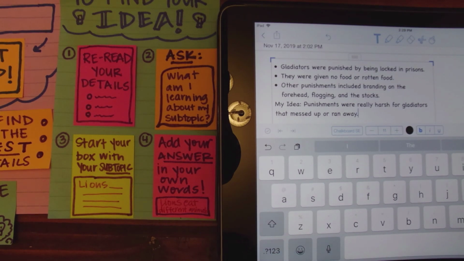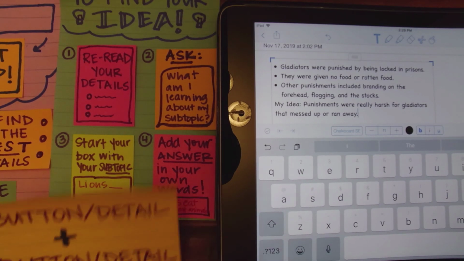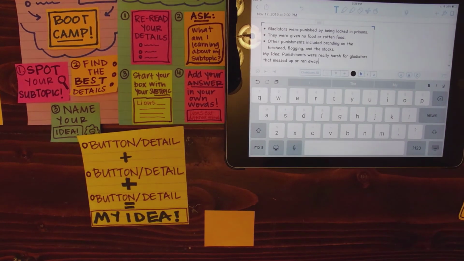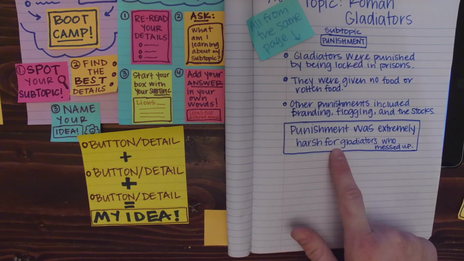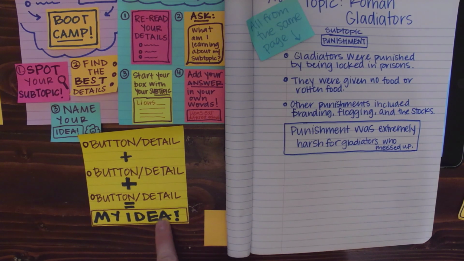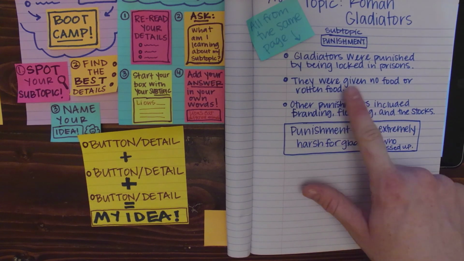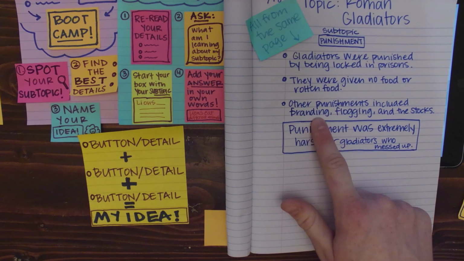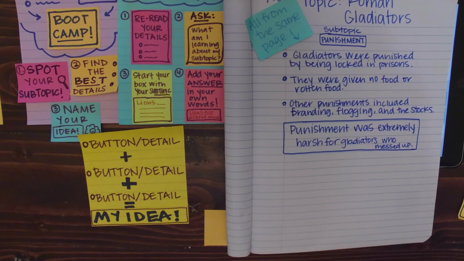Now, I want to make sure that all of my details are included in my idea. Okay, so let me expand this. So punishment was extremely harsh for gladiators who messed up. Now I want to make sure that all of my details add up to my idea. So, yep, this was about punishment. Yeah, it'd be extremely harsh to have no food or rotten food. And like getting branded or flogged or put in the stocks was definitely extremely harsh.